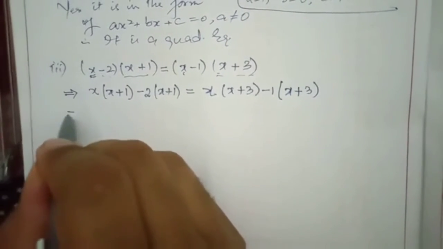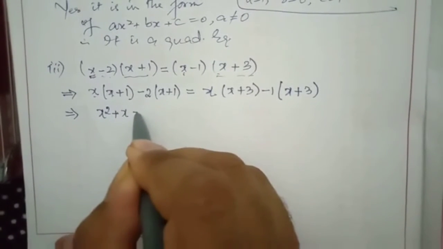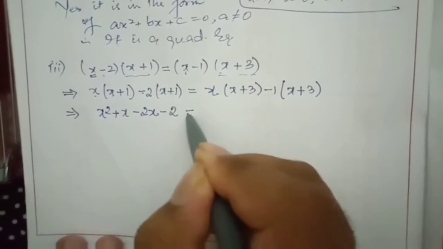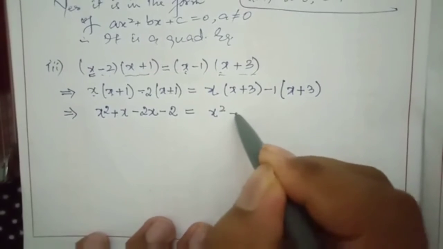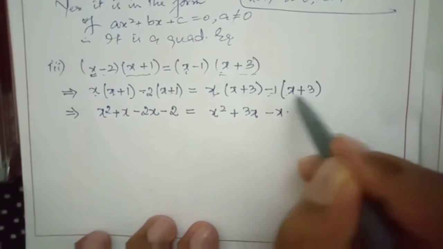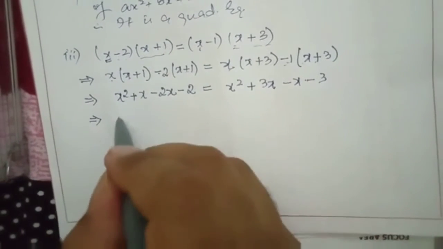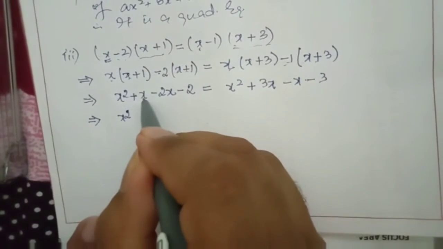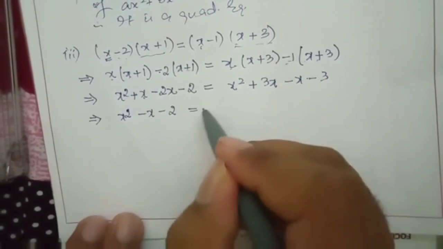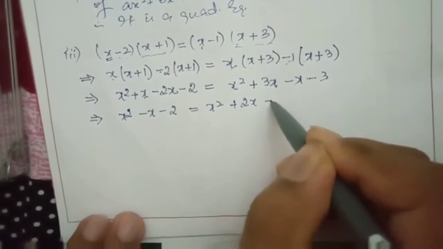See here, x into x is x square, plus x into 1 is x, minus 2 into x is minus 2x, minus 2 into 1 is minus 2, is equal to x into x is x square, plus x into 3 is 3x, minus 1 into x is minus x, minus into plus is minus 3. So I can write here x square minus 2x plus x minus 2, is equal to x square plus 3x minus x minus 3.